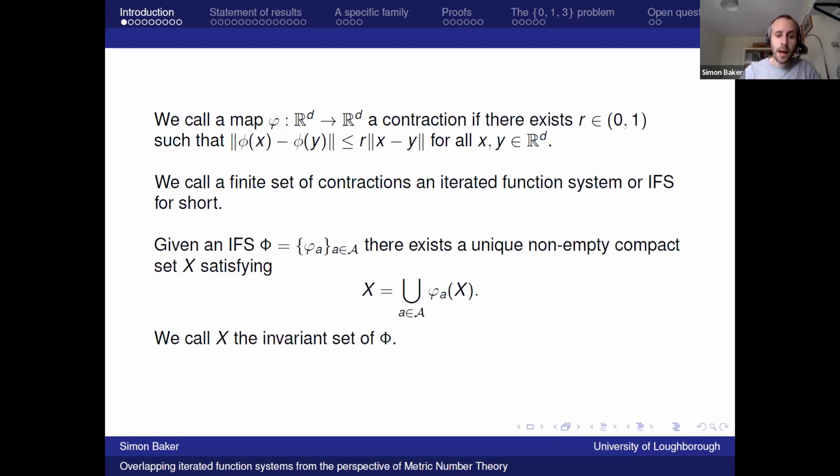And once you have an IFS, you can associate a special set to it. There exists this unique non-empty compact set X, which satisfies this relation here, namely that X is equal to the union of its images under the elements of the iterated function system. And we call this X the invariant set of the iterated function system. And typically this set X will look like a fractal set.